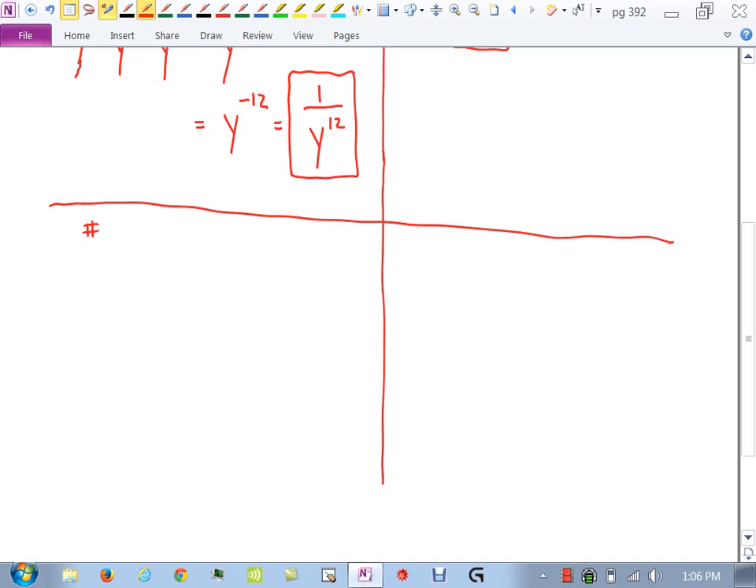All right, next one. I'm going to do number 7, but I'm going to modify it a little bit, okay? I'm not really going to do number 7. I'm going to do something a little different. And you should do number 8. So for number 7, modified, I want to know what 100 to the negative 8 times 100 to the 8 is.